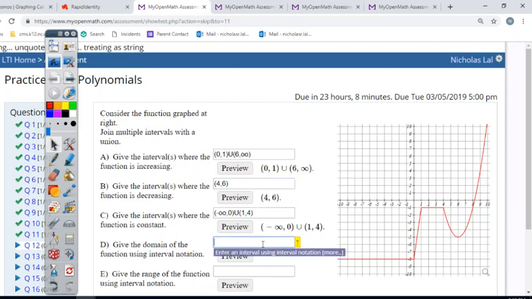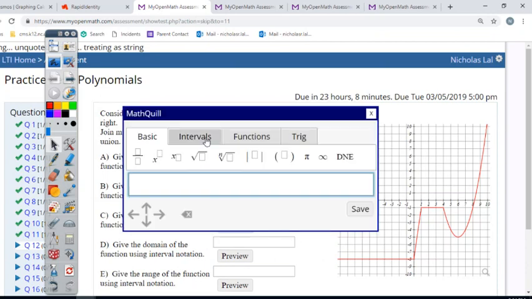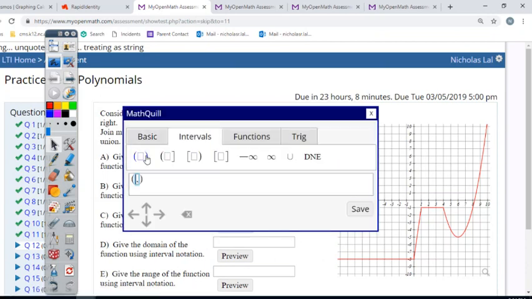Okay, the domain, this function never doesn't have a domain. It goes on forever on the left, keeps on going on the graph, goes on forever to the right. So our domain is from negative infinity to positive infinity.